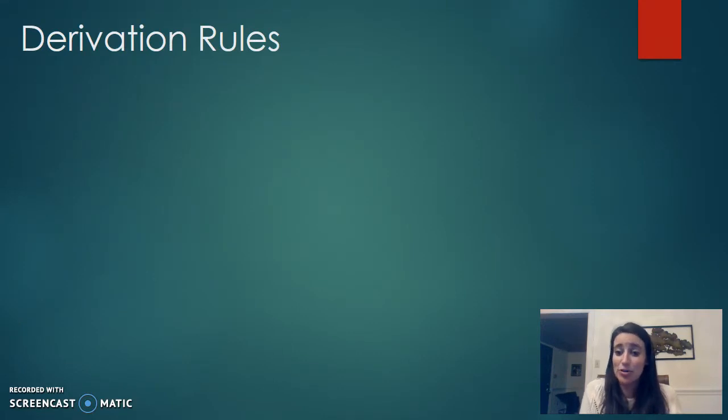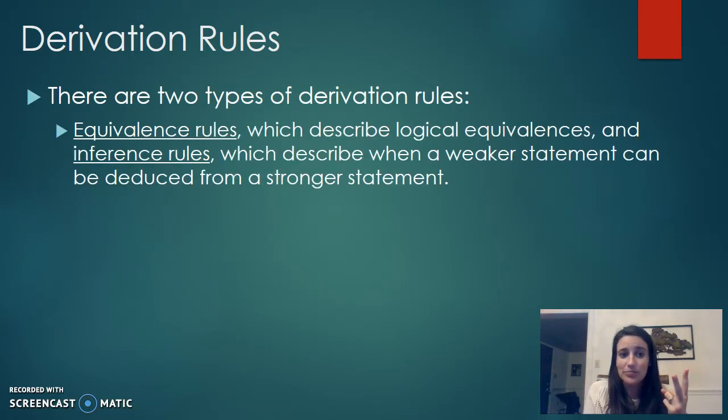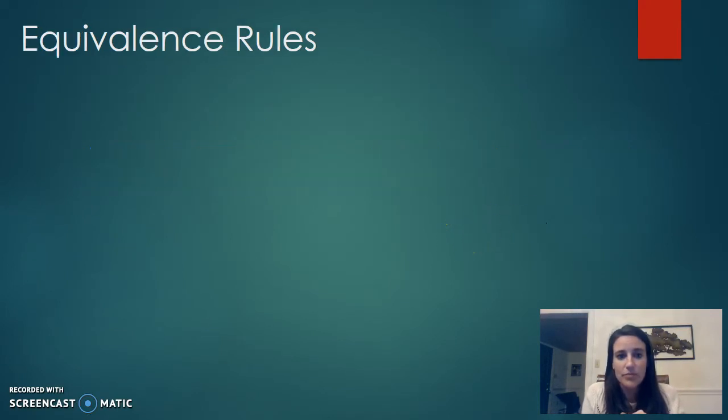So the next step in learning how to write a proof is to learn some rules that we can use in our proof sequence. The derivation rules are broken down into two types. We have equivalence rules, which describe logical equivalences, and we have inference rules, which describe when a weaker statement can be deduced from a stronger statement. So we'll start off by looking at the equivalence rules.